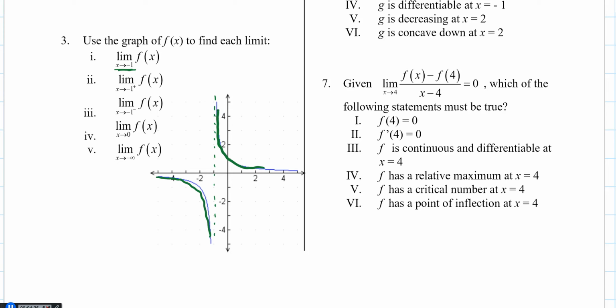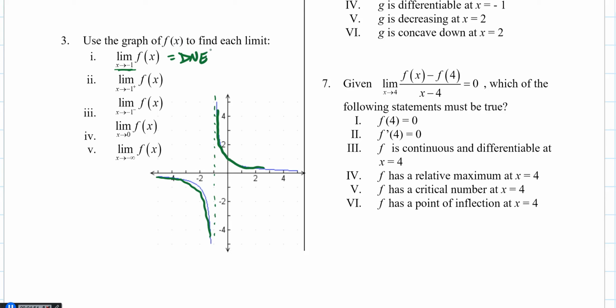Remember, there were three ways that we did not have a limit. The bounds were different, the bounds went to infinity, or the function oscillates. So in this case, since the bounds are different and they also go to both negative and positive infinity, we can say that the limit does not exist.